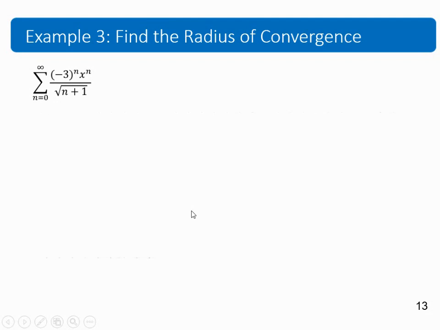So now here's one that we're going to kind of work out together. We want to find the radius of convergence of this power series. Okay, now in this situation, let's remember that your a_n is going to be -3 to the nth power divided by the square root of n plus 1. Okay, and you can see that this one is centered at x equal to 0.